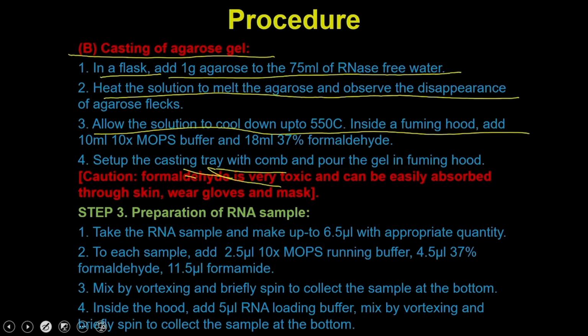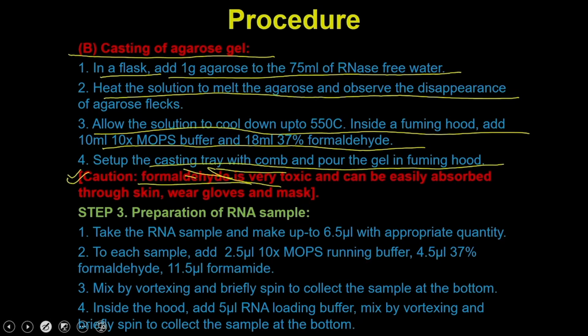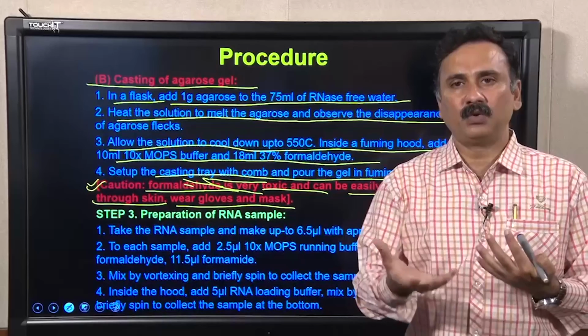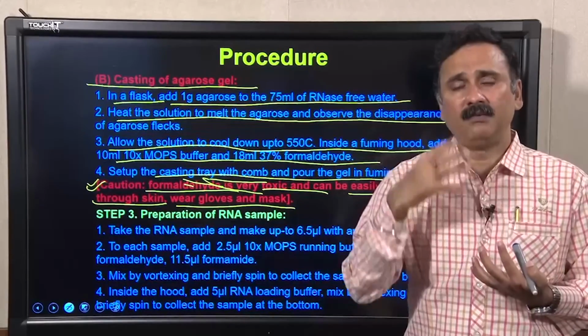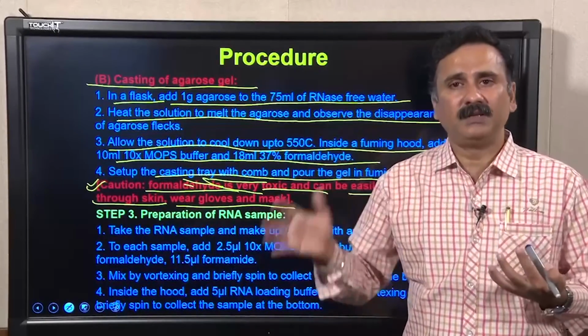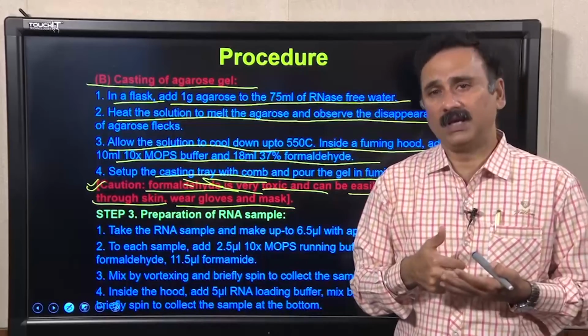Inside a fuming hood, add 10 ml of 10x MOPS buffer and 18 ml of 37% formaldehyde. Set up the casting tray with a comb and pour the gel in the fuming hood. At this stage you have to take great care, because formaldehyde is very toxic and can be easily absorbed through skin. Wear gloves and use a mask, because formaldehyde evaporates very easily, so that it can get into your body through breathing. That is why you have to use the mask as well as wear the gloves, so that it does not get absorbed through skin as well.